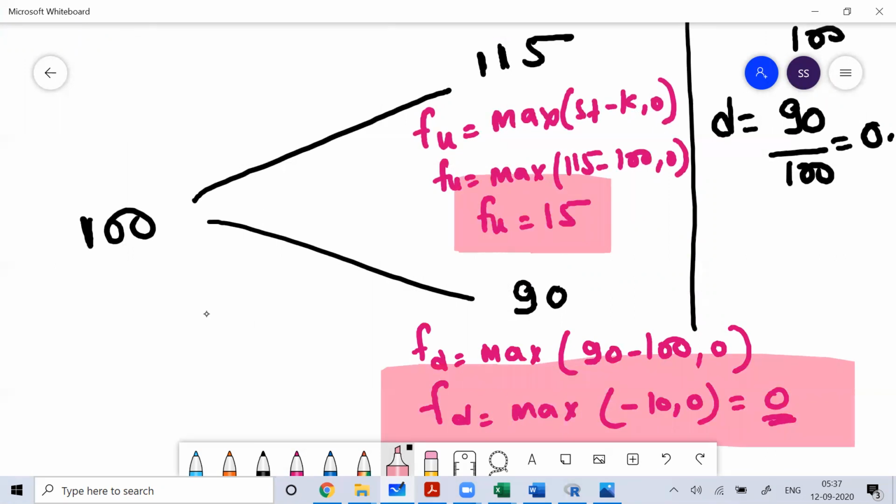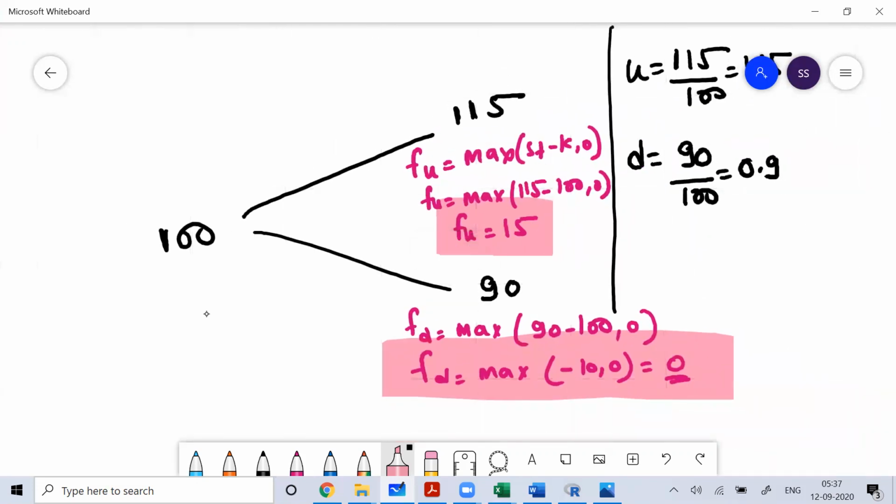So you get fu, you got fd. So it's like what we used to do with the decision tree model. Same thing we're going to use here. And I need the value of f naught.